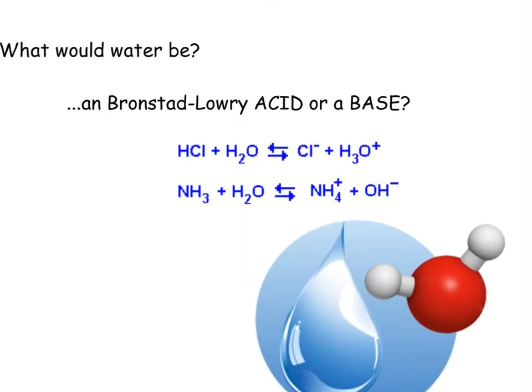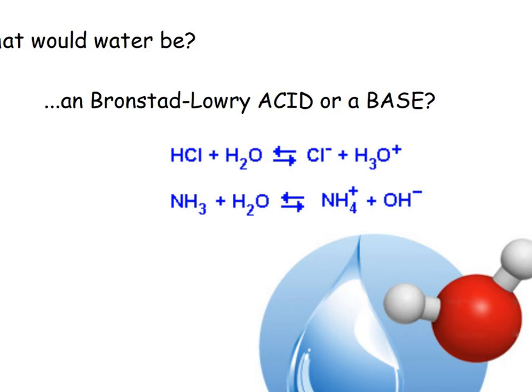Now here we have water. So what would water be? Let's look at each of these, which way the proton is going. I have HCl forming Cl-, which means this is giving up an H+. That would make HCl an acid because it's giving up hydrogens, and that would make water a base because it's accepting. When we look at this bottom reaction, here we see NH3 is forming NH4+.